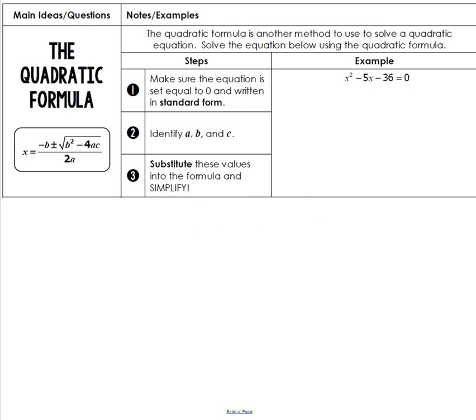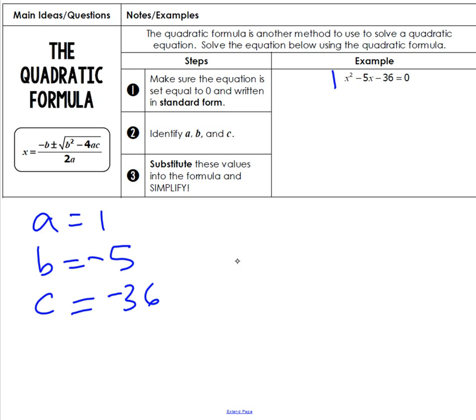All right, so let me show you an example. Here we go. Step 1, make sure the equation is set equal to 0 and written in standard form. It is. Step 2, identify A, B, and C. So I'm going to do that over here. A is 1. B is negative 5. And C is negative 36.